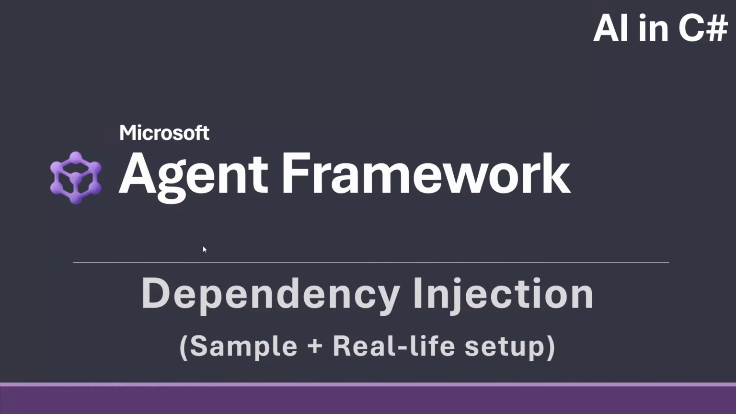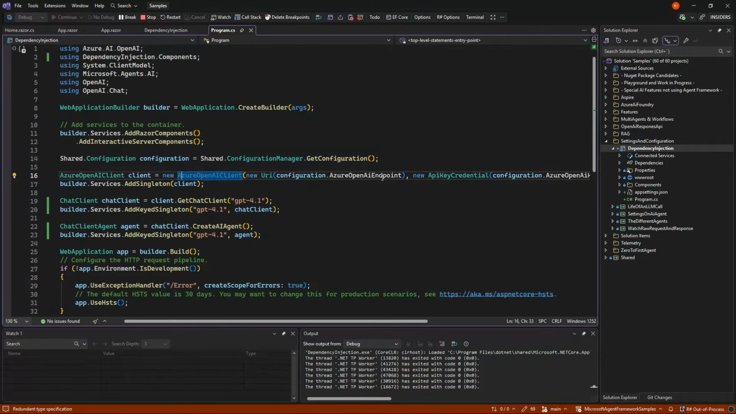Hi, and welcome to this AI and C# video on the Microsoft Agent Framework. Today we're going to look into dependency injection, meaning we're going to see a sample, but also a real life setup on how I actually use it in a real website. But first, let's see the example.